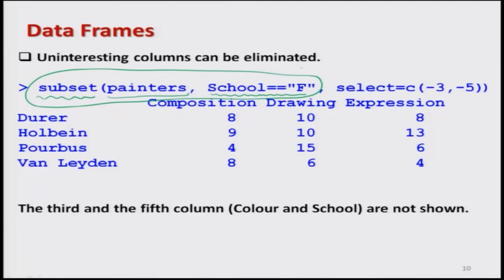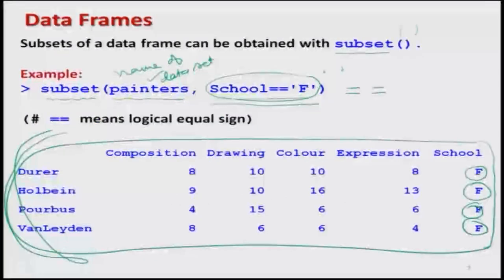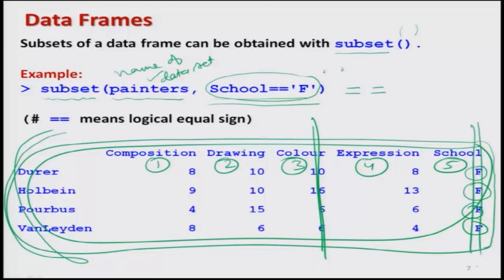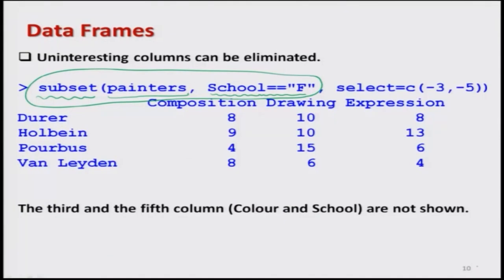And this is the same data set we had obtained here. First you try to have a look so that you can compare the outcome. This is the data set we have obtained. And you can see the first column is composition, second column is drawing, third is color, fourth is expression and fifth is school. And suppose I am not interested in the third and fifth column and I want to remove them. So, that is what I am trying to do here. I am now trying to say select, this is another option, what?